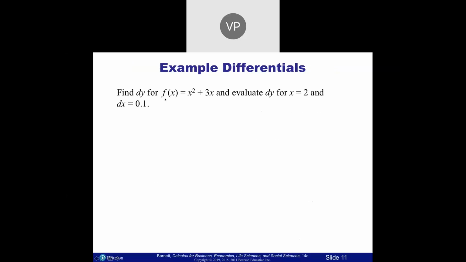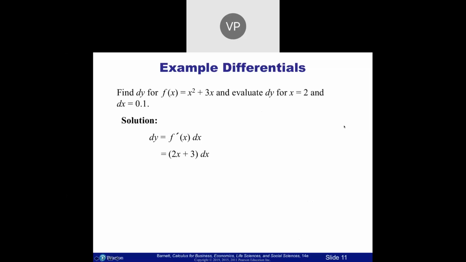So here's our first problem. Find dy for this function and evaluate dy for x equals 2 and dx equals 0.1. So we have this formula that we did earlier. Remember, dy equals f prime of x dx. So we know the derivative is 2x plus 3.